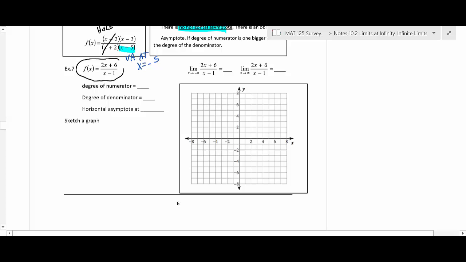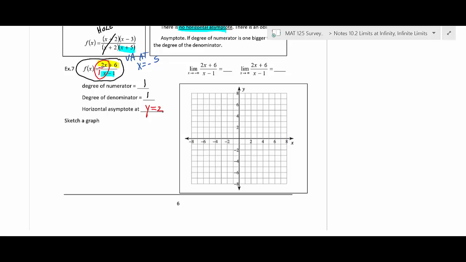Let's see if we know degrees. Tell me what the highest power of x is in the numerator. 1. How about the highest power of x in the denominator? 1. So what you learn from this is anytime those degrees are the same, the answer is just the ratio of those numbers. So that's 2/1, right? So you would end up getting y equals 2. That only happens when the degrees are the same.